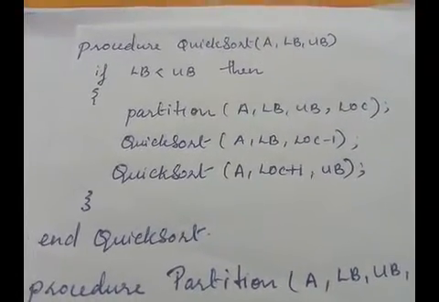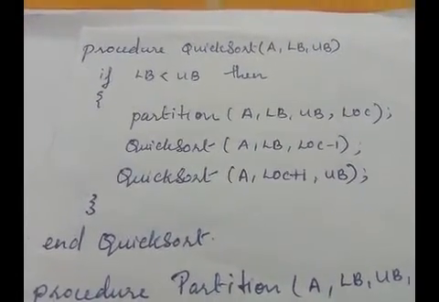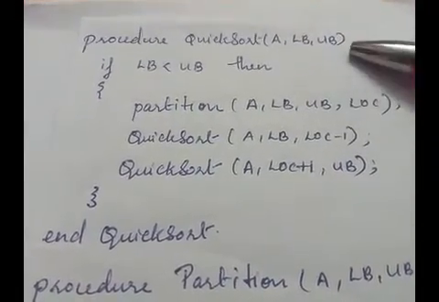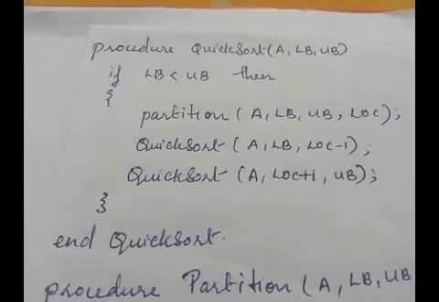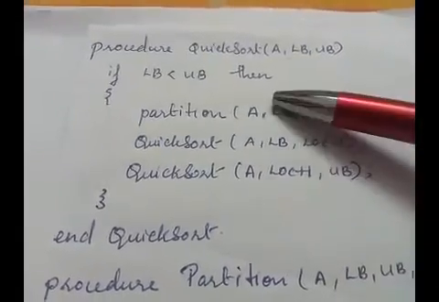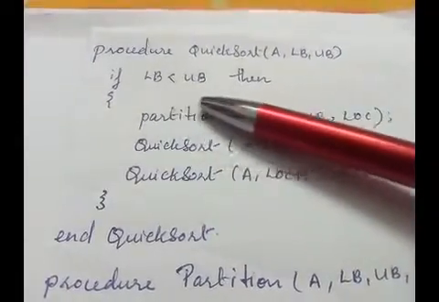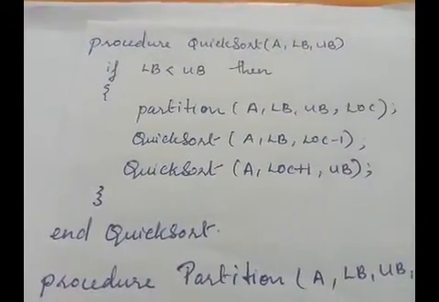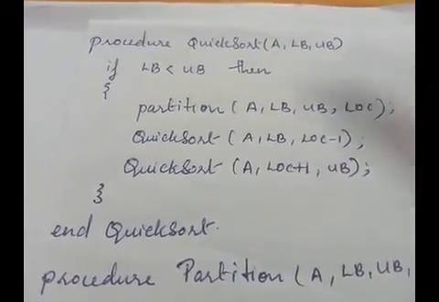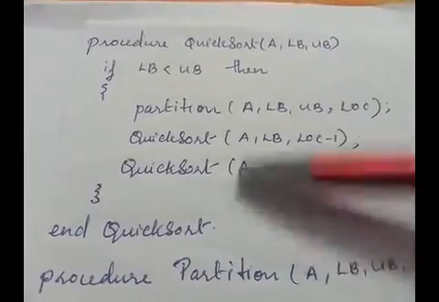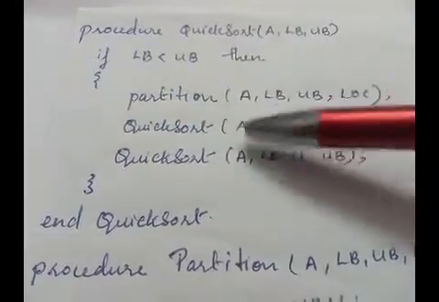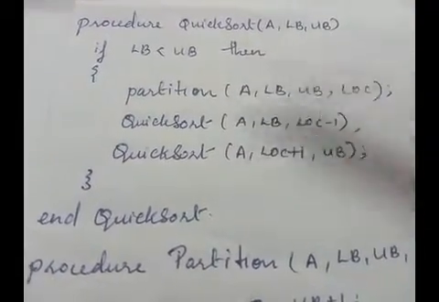Now let's look at the QuickSort procedure. For that, we'll consider an array A with lower bound LB and upper bound UB. Now the first step is to check whether LB is less than UB. This condition means that only if there are elements in the array do we need to sort them, right? So if LB is less than UB, that means there is more than one element in the array and we need to sort it using QuickSort.